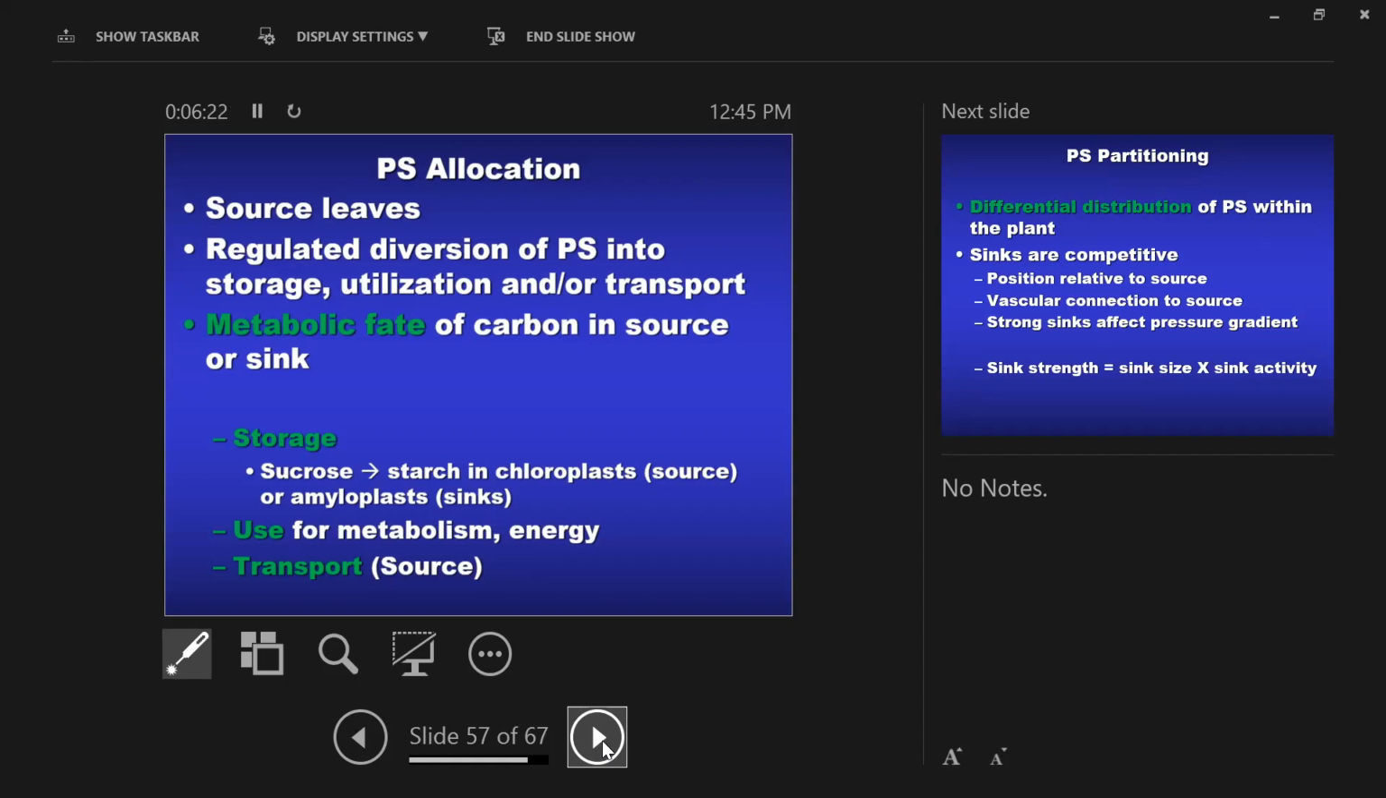Or, if it's source tissue, it can, of course, hopefully take a portion of what it's making and send it off to a sink. So allocation is, how should I allocate all of this sugar? Should some go to storage, some go into translocation, some used for metabolic support to keep me alive? Okay, so the metabolic phase.